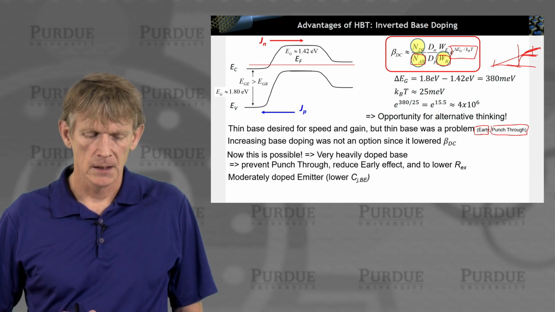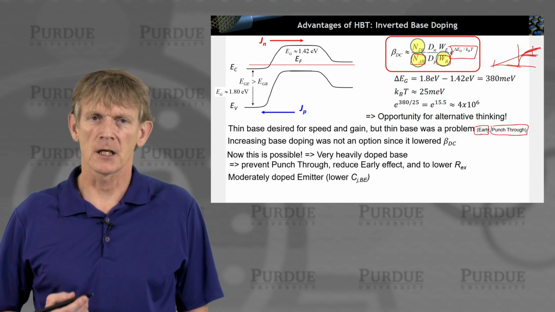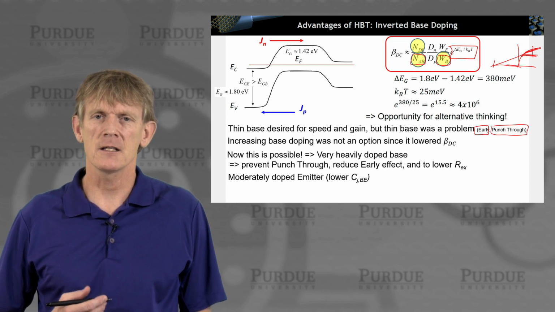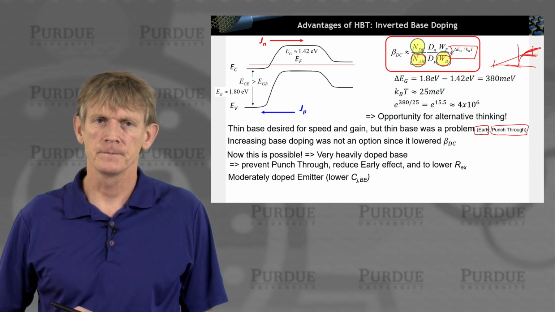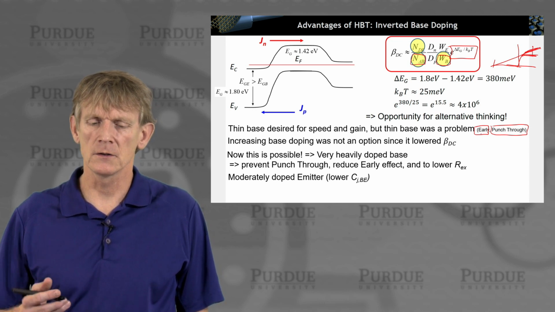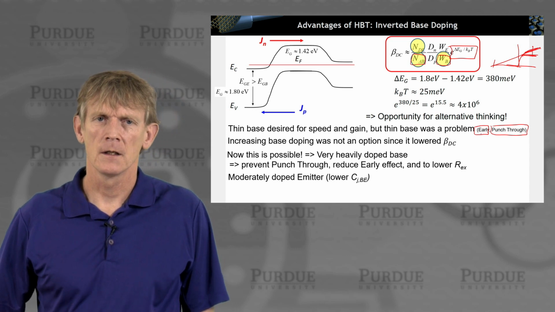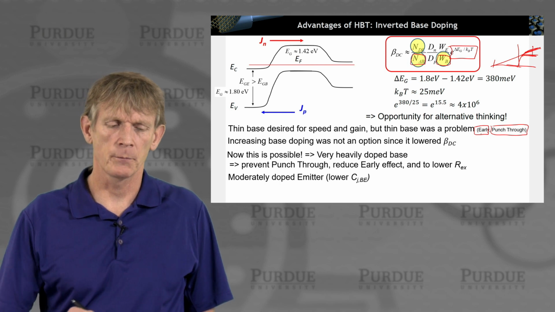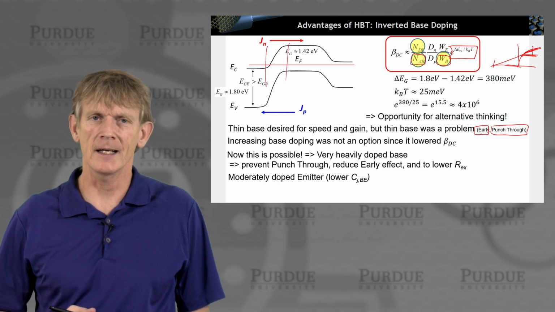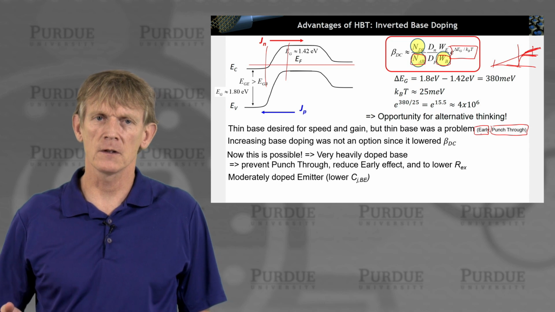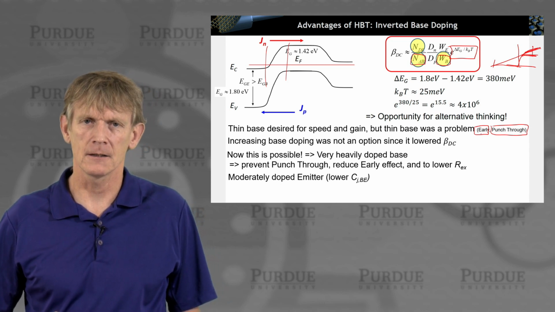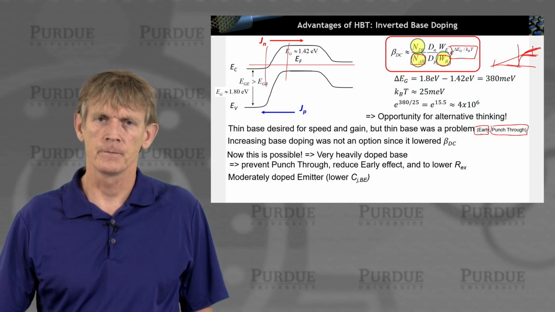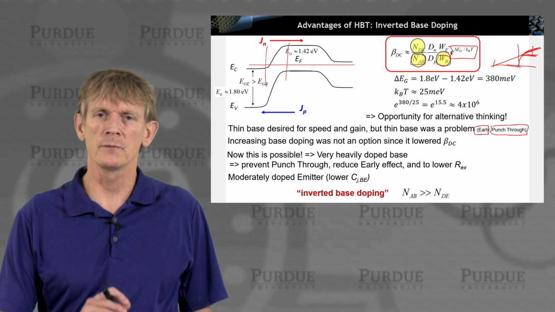You can also lower the base-emitter junction capacitance if you change your doping in the emitter. So you can reduce the doping in the emitter a little bit, and if you do that, you increase your depletion regions, right? And if you do that, you place the charges further apart, you reduce your capacitance, okay? So you can reduce the base-emitter junction capacitance. So you have opportunities for improvement.